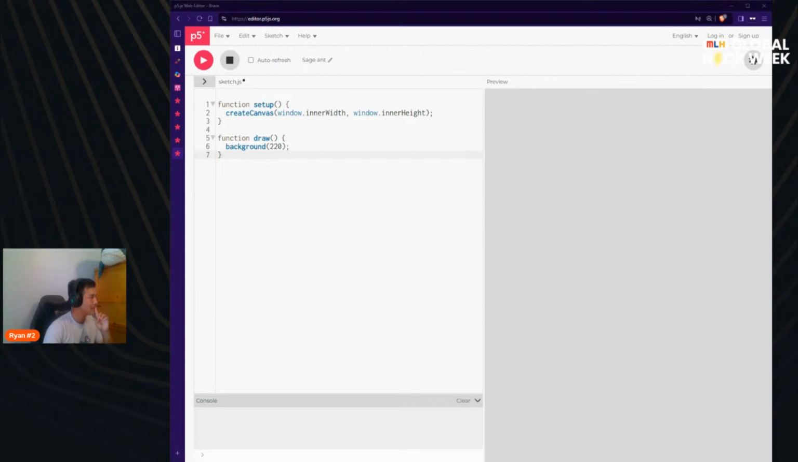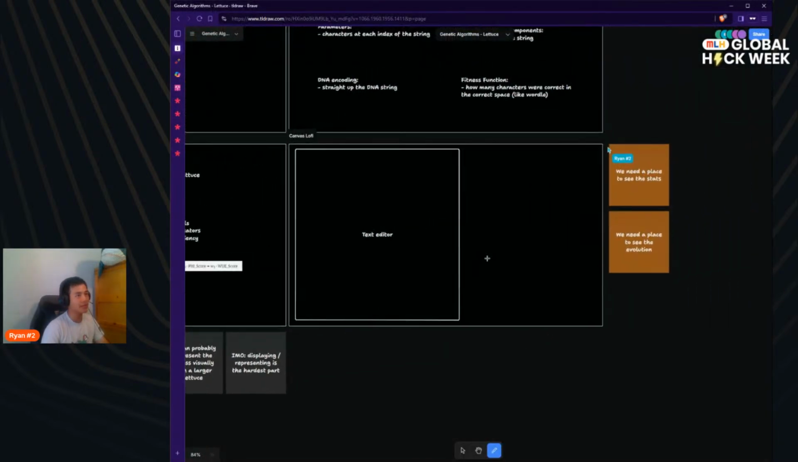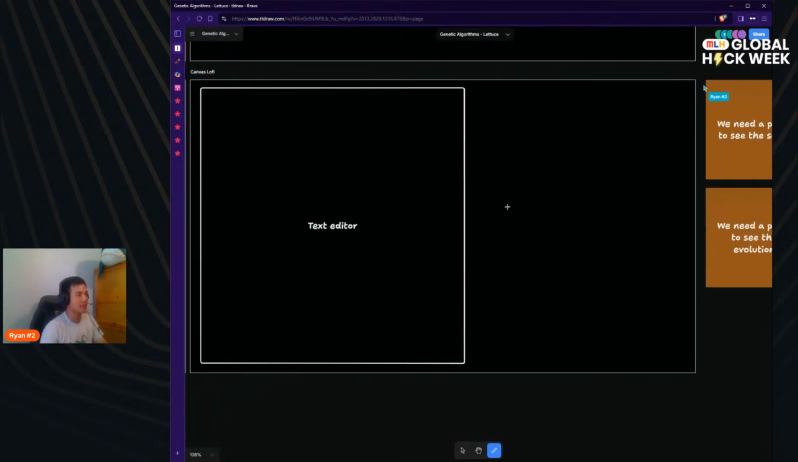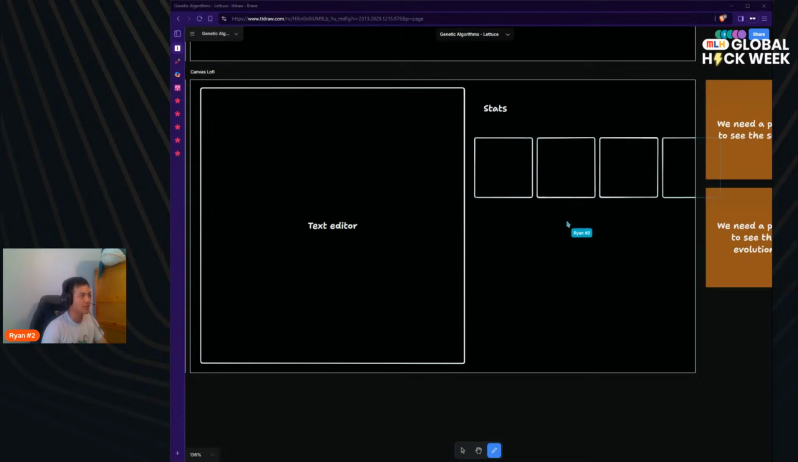Let's see. Oh, you know what I forgot to do? I forgot to plan out what this thing should look like in our actual sketch. So we've got our text editor over to the left, but how do we want to arrange this? Probably want to put the stats up here in the top half of the screen. And then what is it that we want to see? Maybe we can just have a grid of plants.